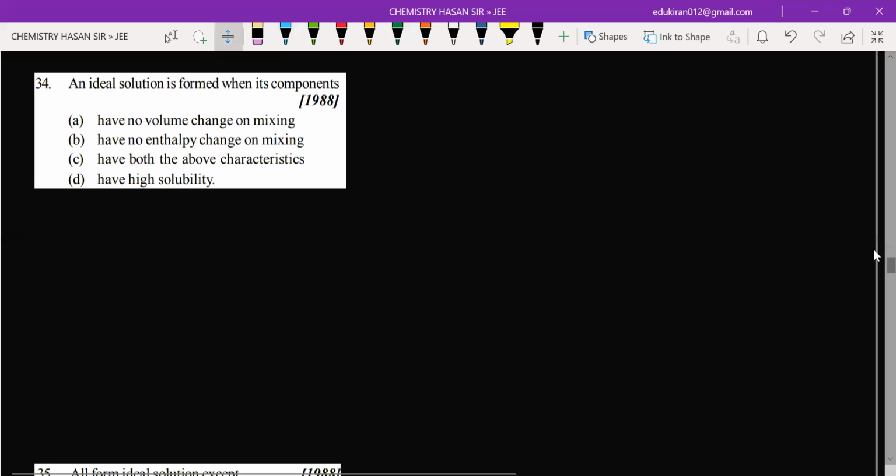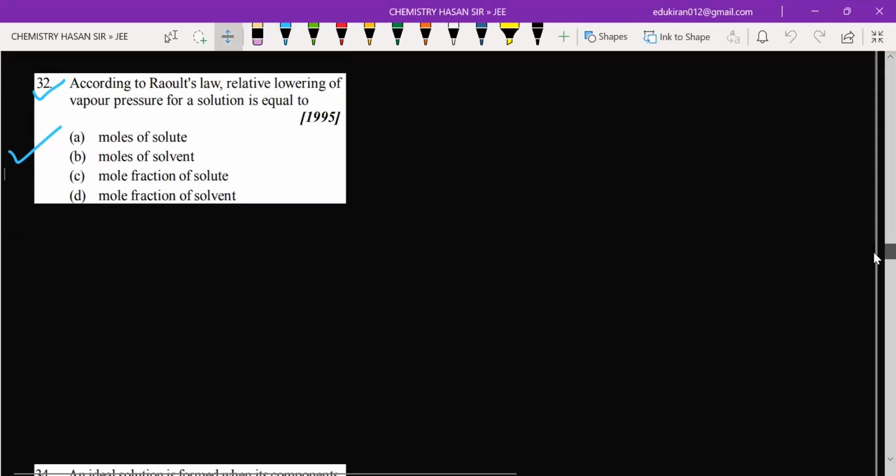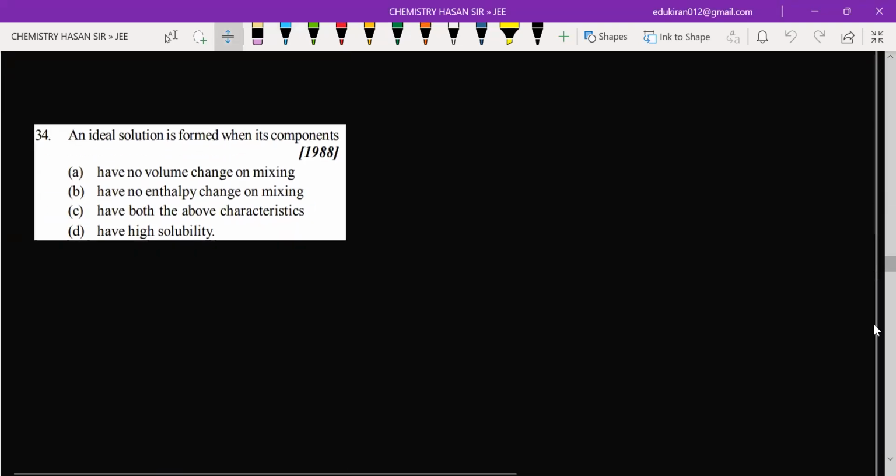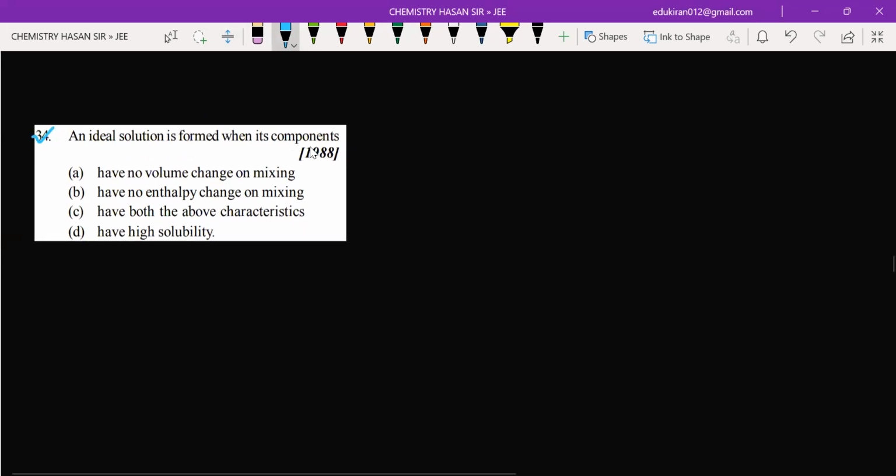So, both of you were correct in the previous question, that is C answer. Now go for this question, which is also very easy. An ideal solution is formed when its component... Please do this. Send me the answer in chat box.